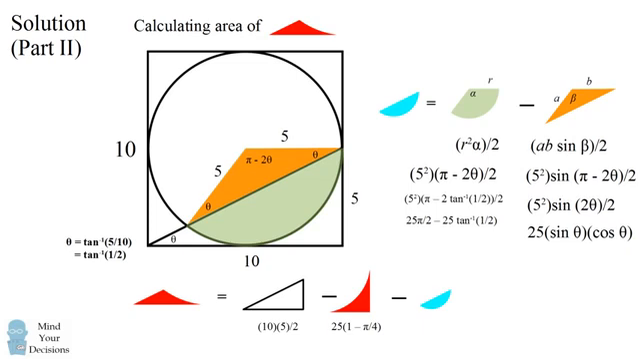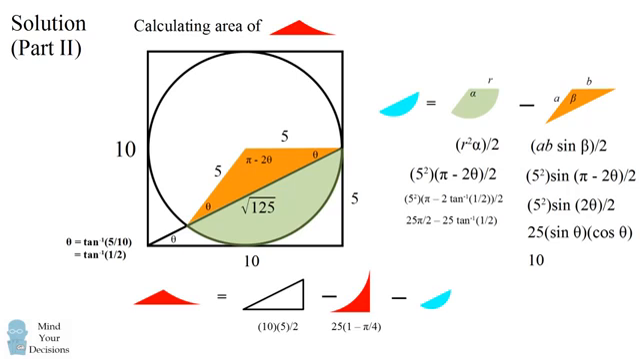So we have 10 squared, which is 100, plus 5 squared, which is 25. So the square root of the sum of these is equal to the length of the hypotenuse. So the hypotenuse is equal to the square root of 125. So we can solve for the sine of theta as 5 divided by the square root of 125, and the cosine of theta is equal to 10 divided by the square root of 125. So substituting that in and simplifying, we end up with the area of this isosceles triangle is equal to 10.